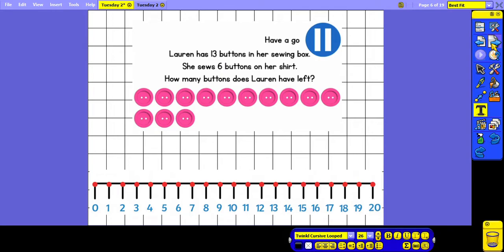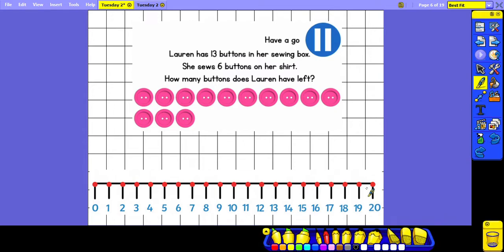Okay, we've got another question here, and this time you're going to have a go at subtracting using the number line, but we'll read the question together to begin with. Lauren has 13 buttons in her sewing box. She sews 6 buttons on her shirt. How many buttons does Lauren have left?